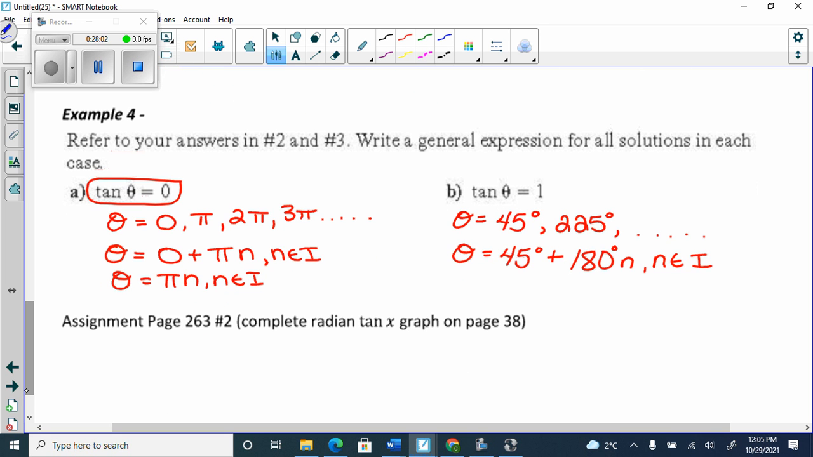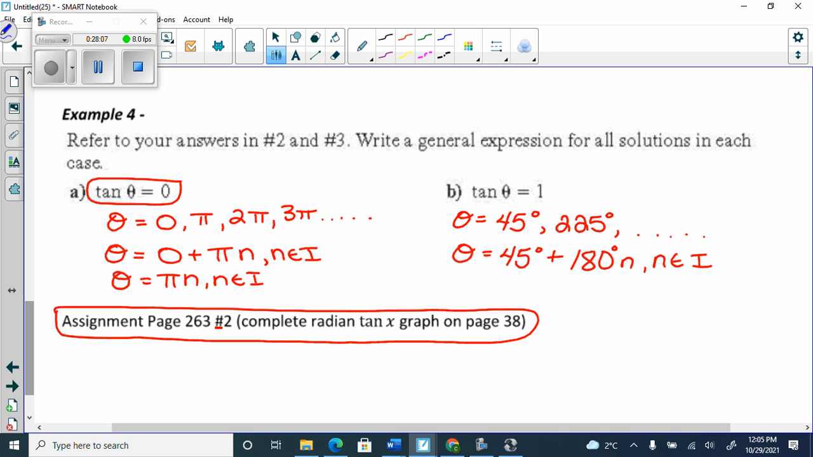So this is your homework. You're going to complete on page 263 number 2, and then on the page right before this, there was that tan graph open spot that was in radian measure. I want you to draw it. Okay? So the only homework you're going to have to show her, though, is number 2. All right? But I want you to complete this one. So you've drawn one on your own.